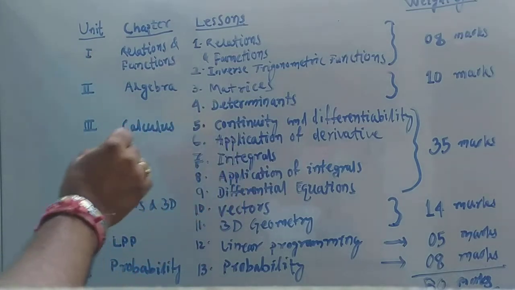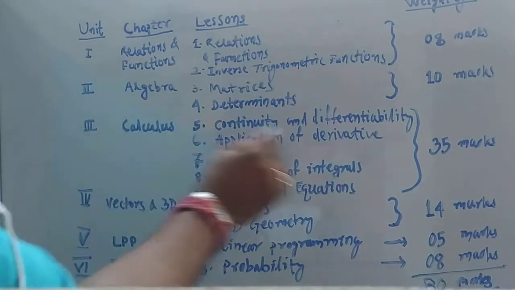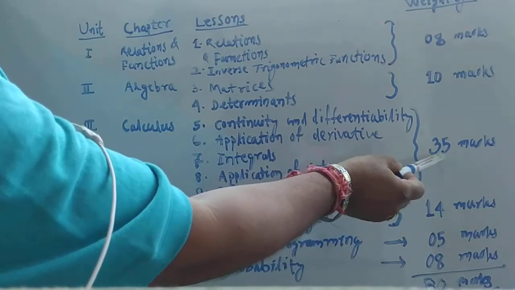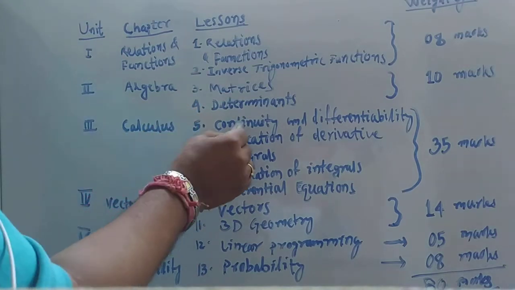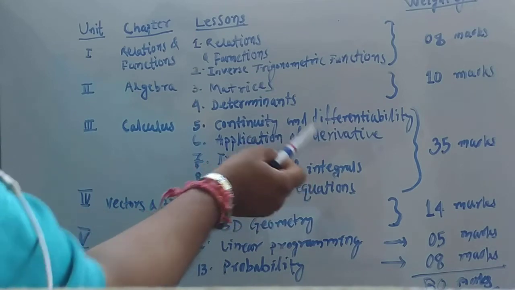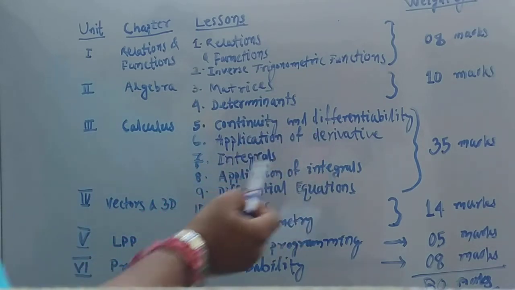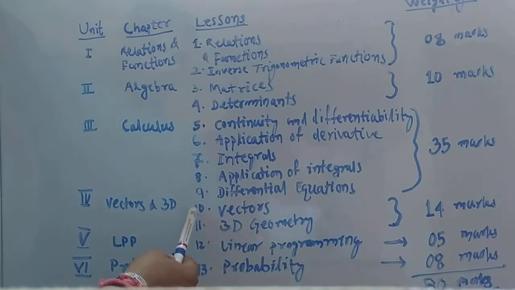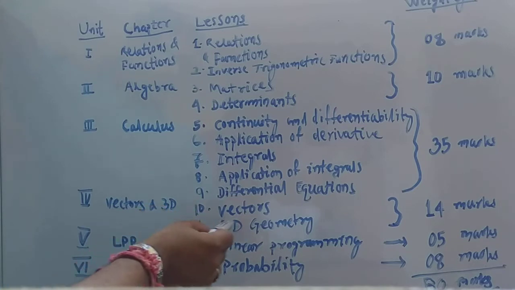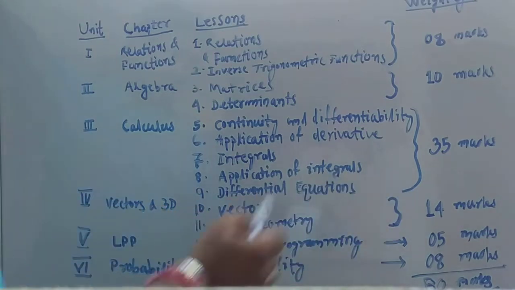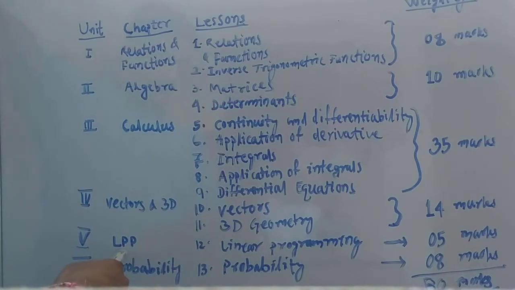And the most important unit, calculus, which covers 35 marks, almost 50% of your total marks, that is out of 80. It consists of 5 lessons: continuity and differentiability, application of derivatives, integrals, application of integrals, and differential equations. Unit 4, that is vectors and 3D, consists of 2 lessons: vectors and 3D geometry. The weightage is 14 marks. Then linear programming problem, LPP, the weightage is 5 marks, and probability, the weightage is 8 marks. So this is your syllabus.